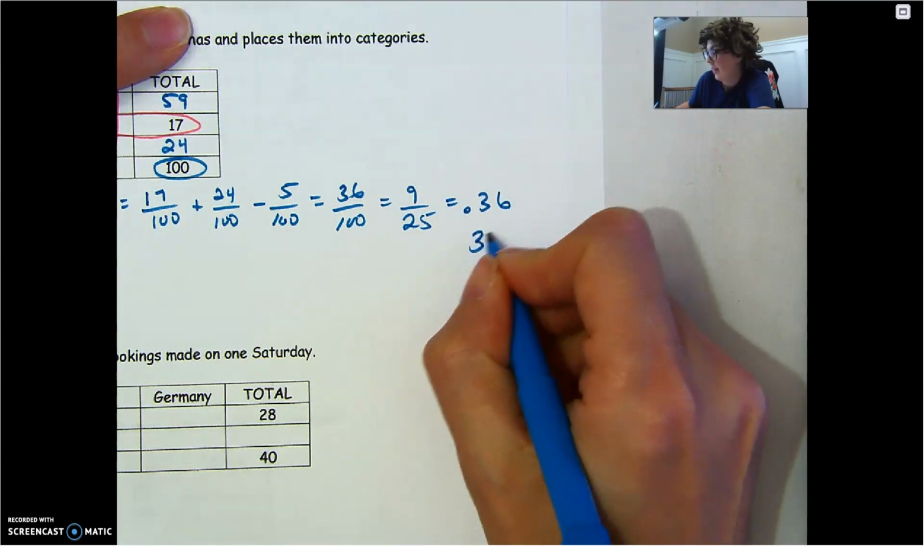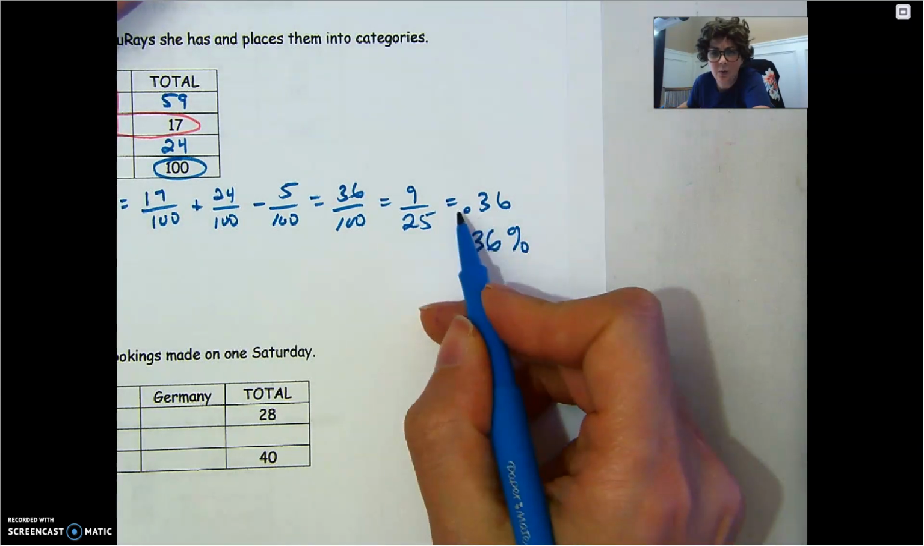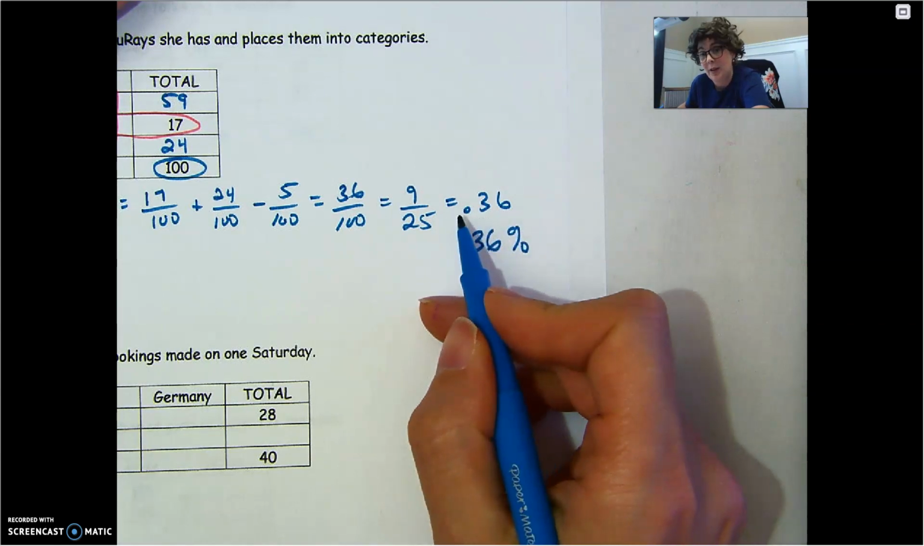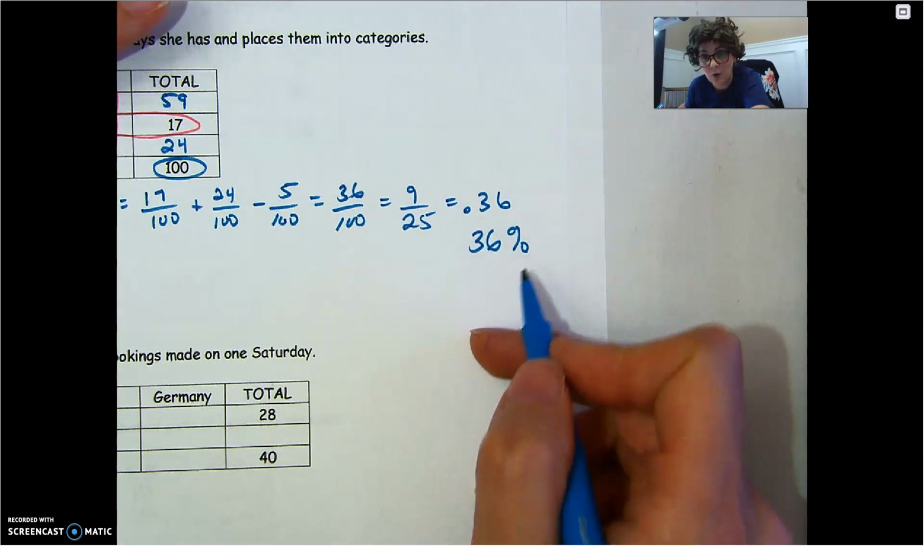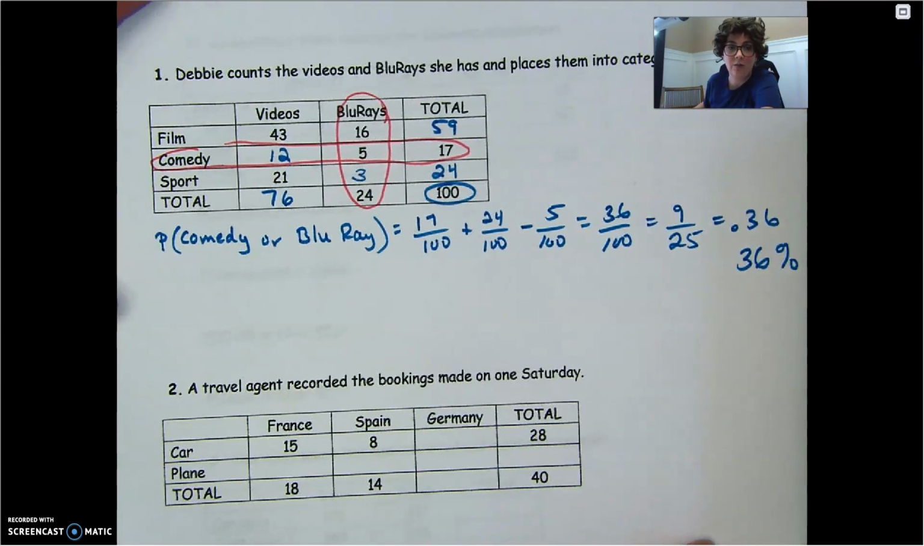And you can also write that as a percent, 36%. The percent symbol means you've moved the decimal 2 places to the right. If you want to move it 2 places back to the left, that's fine, but then you would drop the percent symbol. Okay, so let's try another question for this chart.